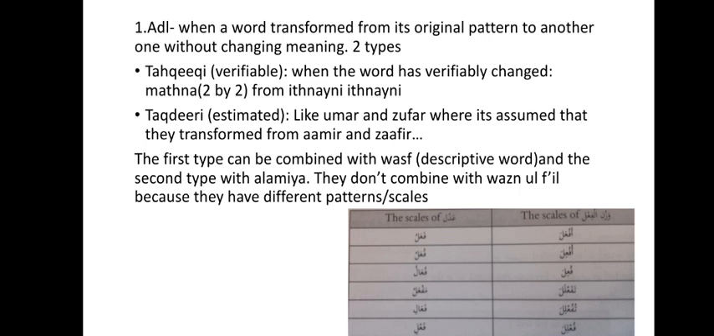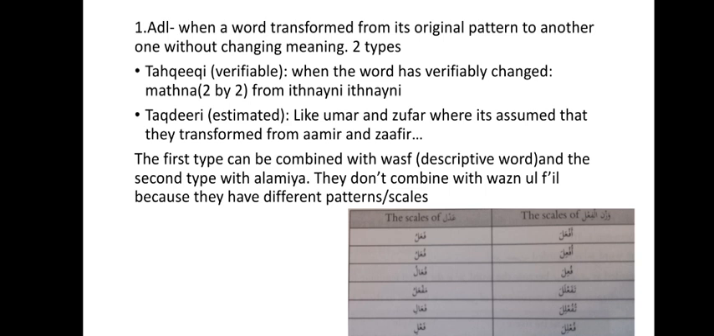So adl can be combined with a wasf, or it can be combined with an alam. For example, Umar and Zufar, this is adl and it's an alam, a proper noun. And the example thulath was adl and it is a wasf. 3 by 3, it's a describing word, it's a descriptive word. And it will never combine with wazn al-fi'l. This is simply because there are specific patterns for wazn al-fi'l and there are specific patterns for adl, and these patterns are not the same.